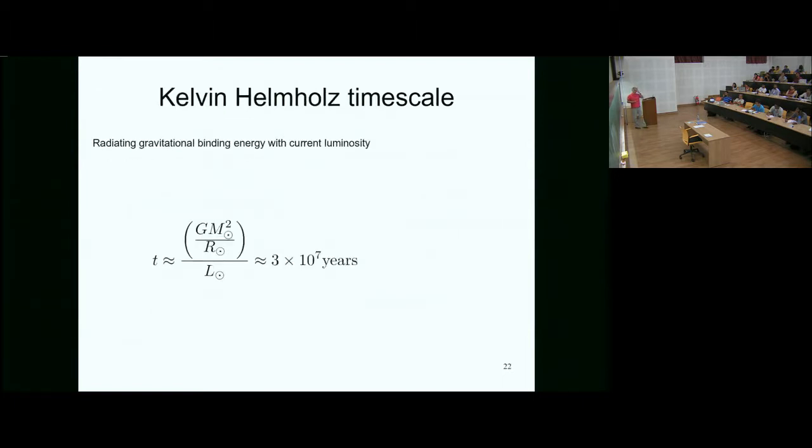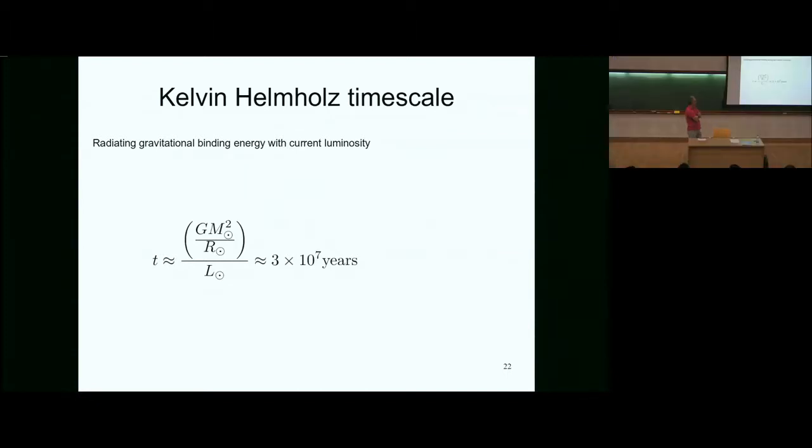Then there is the Kelvin-Helmholtz scale. And this has quite a long historical application, because for a while that was a big problem: if you take the approximate value of the total gravitational energy in the Sun and you divide it by the solar luminosity, you get a time scale of about 30 million years, which is much shorter than the age of the Sun. But this is the scale on which the Sun would radiate away all of its gravitational energy.